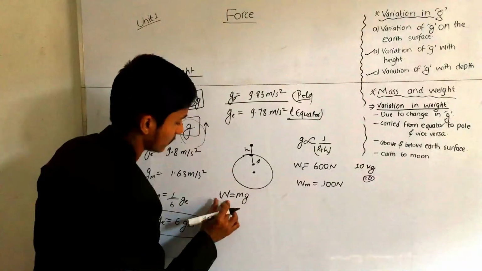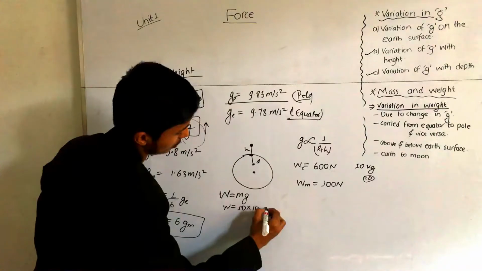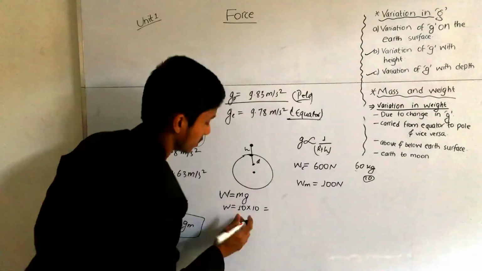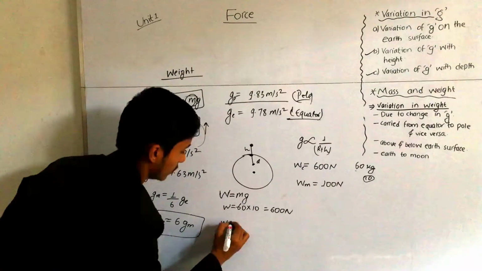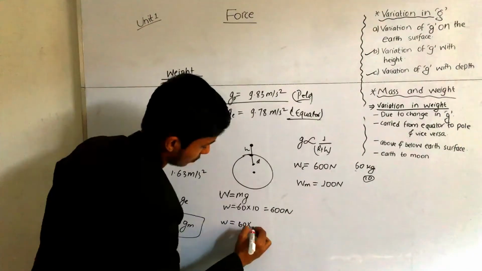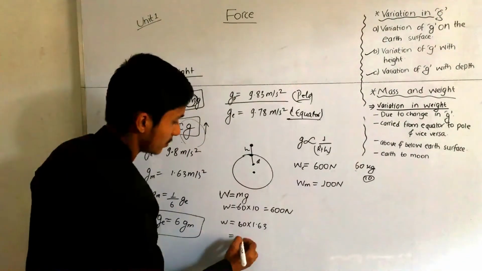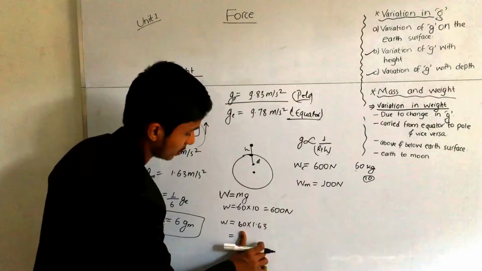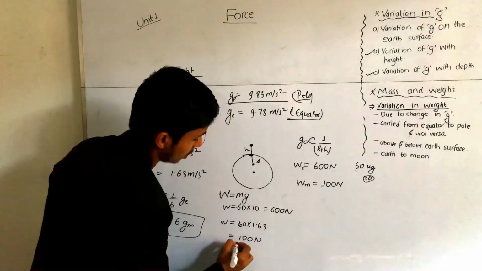Suppose the mass is 60 kg and gravity is 10, then 60 into 10 gives 600 Newton. And on the Moon, 60 into 1.6, almost 1.5, this will be almost nearly about 100 Newton.